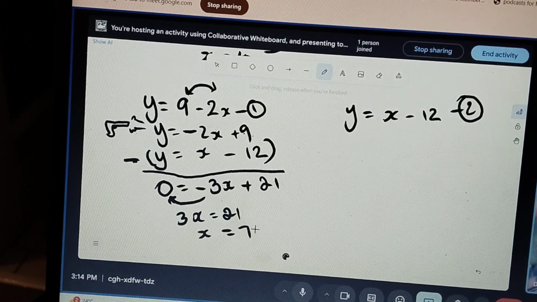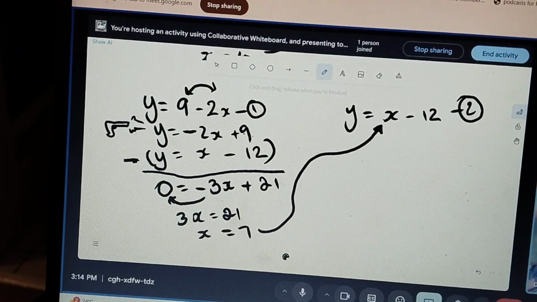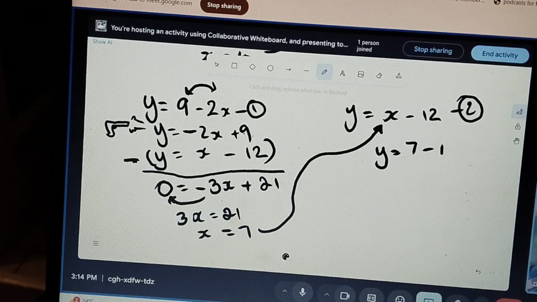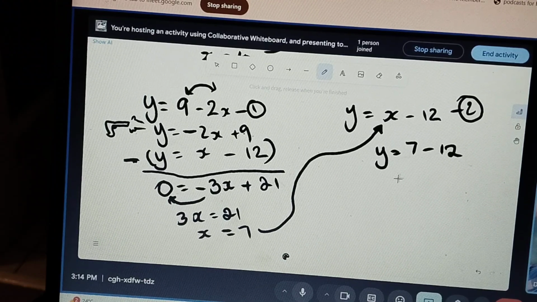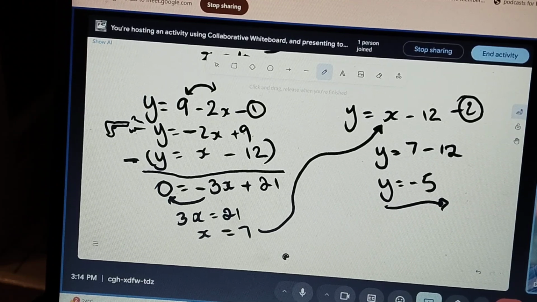Once I have my x, what do I do with it? Substitute it into one of the equations. So then y equals, I take the x out, put a 7 there, minus 12. And 7 minus 12 is minus 5. Done.